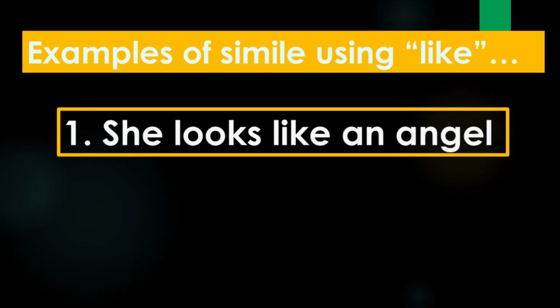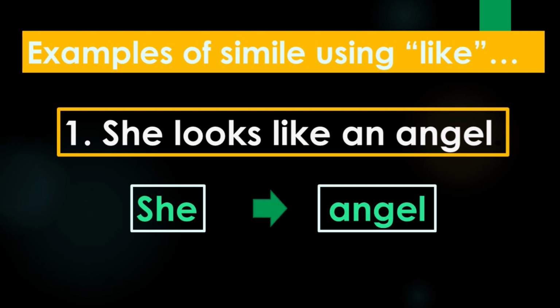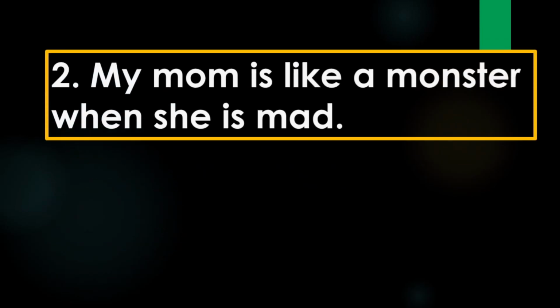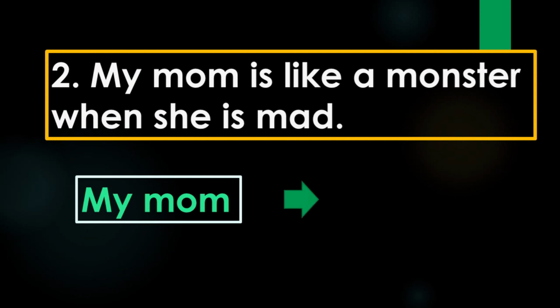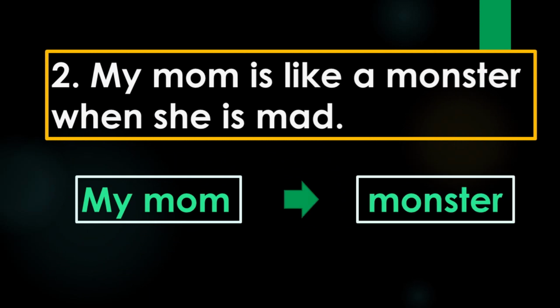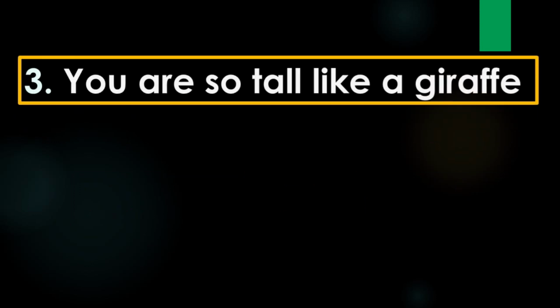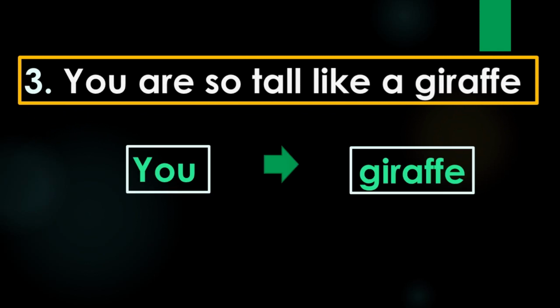She looks like an angel. She is being compared with an angel, which means that maybe she is so nice and so kind. My mom is like a monster when she is mad. My mom is being compared with a monster because she is so scary when she is mad. You are so tall like a giraffe. You are being compared with a giraffe for being so tall.